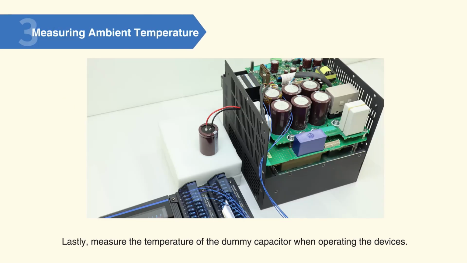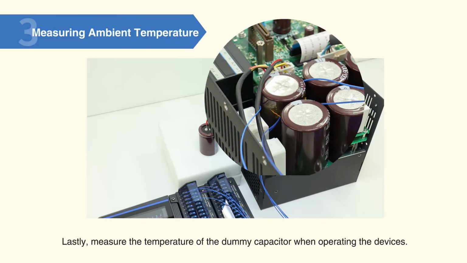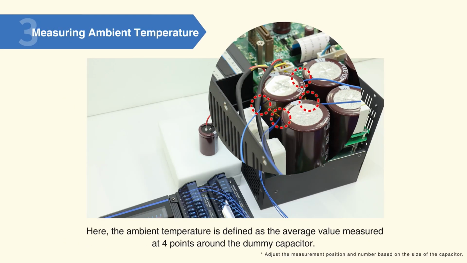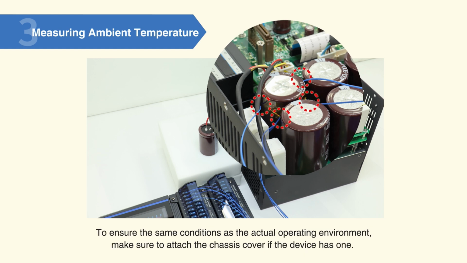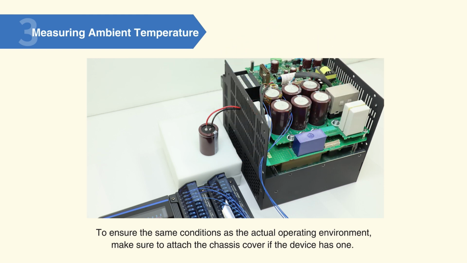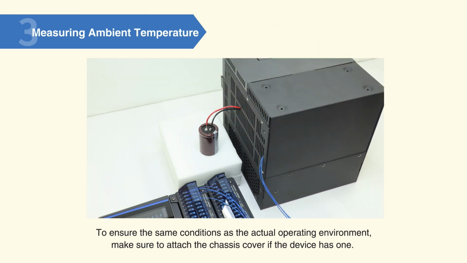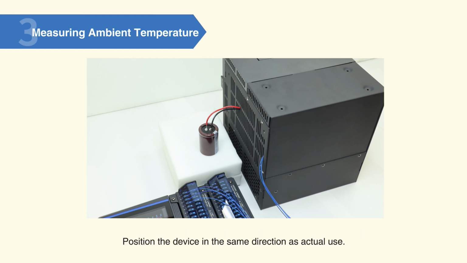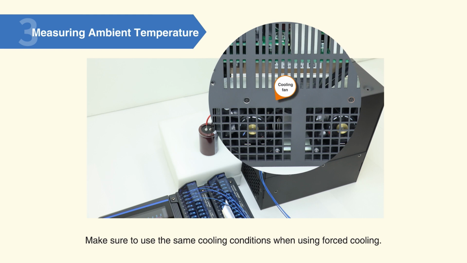Lastly, measure the temperature of the dummy capacitor when operating the device. Here, the ambient temperature is defined as the average value measured at 4 points around the dummy capacitor. To ensure the same conditions as the actual operating environment, make sure to attach the chassis cover if the device has one. Position the device in the same direction as actual use. Make sure to use the same cooling conditions when using forced cooling.